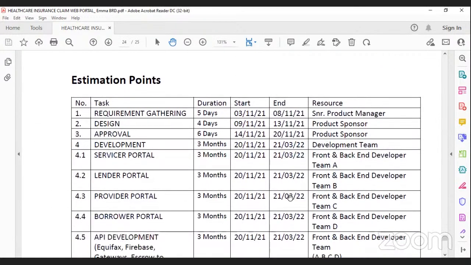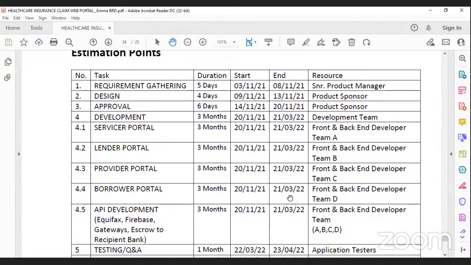Estimation points. So the state program gave us a period of 6 months to be able to do that, and then we break it down into these various phases. And we are saying that our requirement gathering will be a period of 5 days. Design, we are looking at 4 days to be able to do a prototype or get the concept down. To establish approvals, 6 days, looking at the business schedules of our stakeholders and business owners. We are looking at within 6 days, we should be able to make a headway. Now, the development phase will take 3 months, and if you look at the development number, it's 4, but we have 4.1, 4.2. So you know that we are going to run all the portals concurrently.